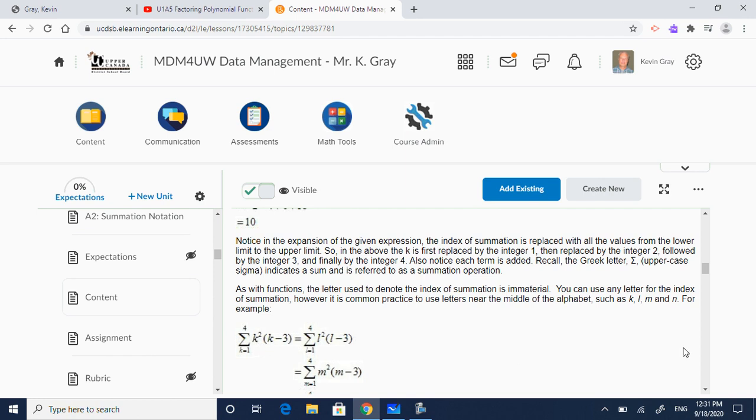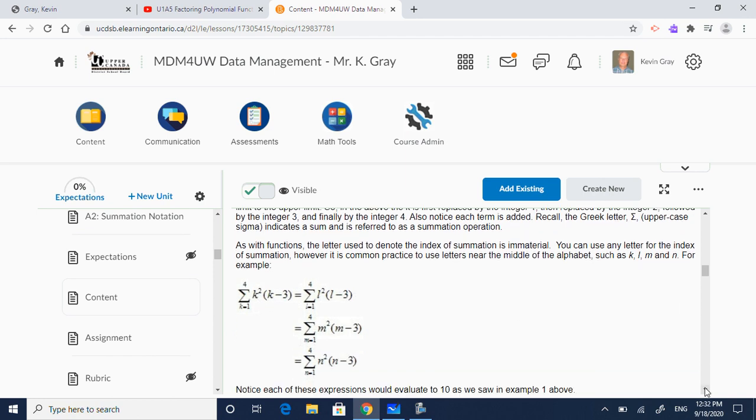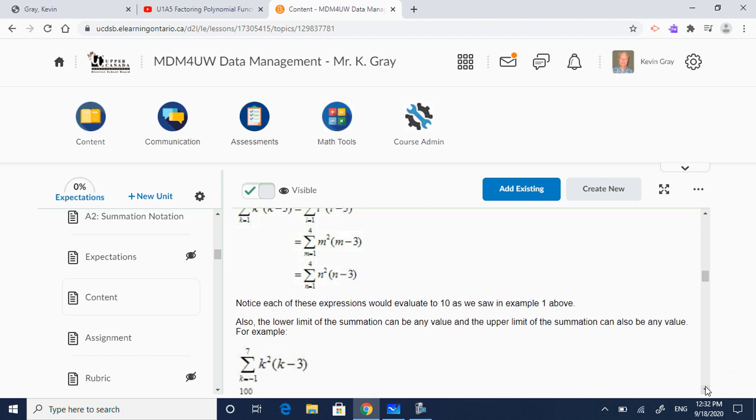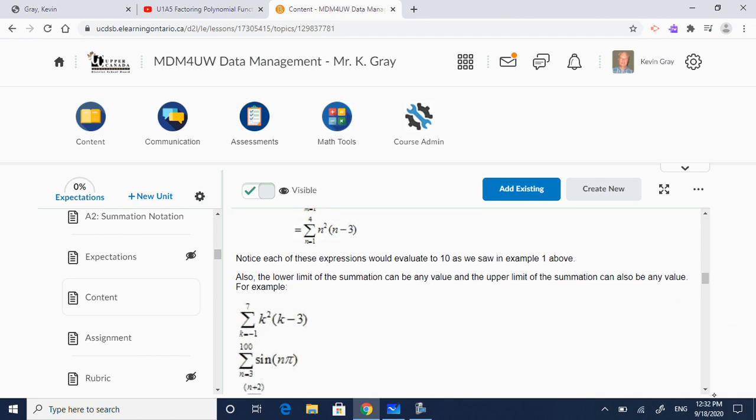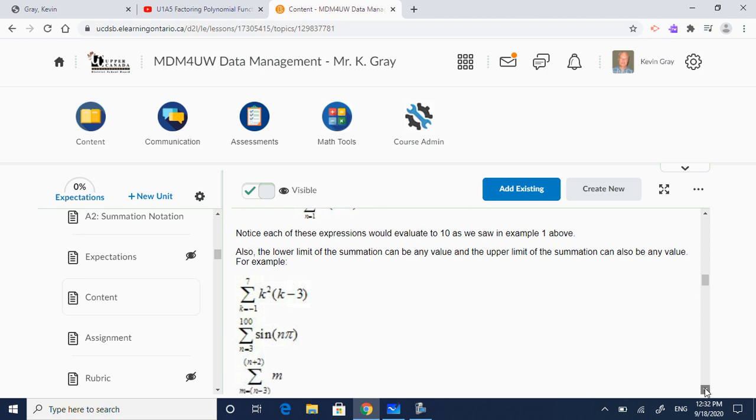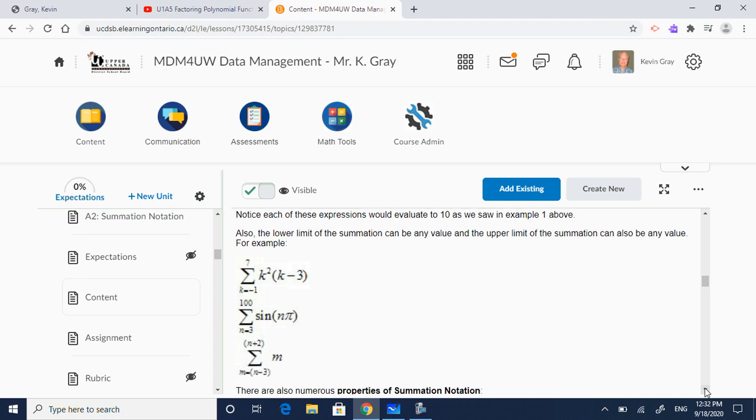The variable is irrelevant. You'll often see k's and l's and m's and n's for whatever reason. The indexes can start at different values. In this next example, it starts at -1 and goes to 7. So it has to go through in order: -1, 0, 1, 2, 3, 4, 5, 6, all the way up to 7.